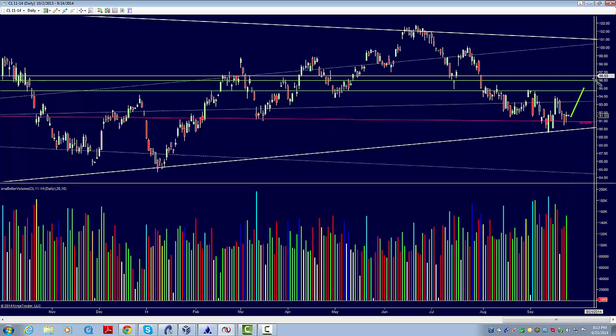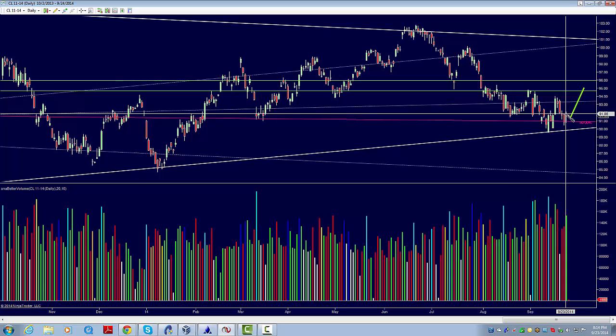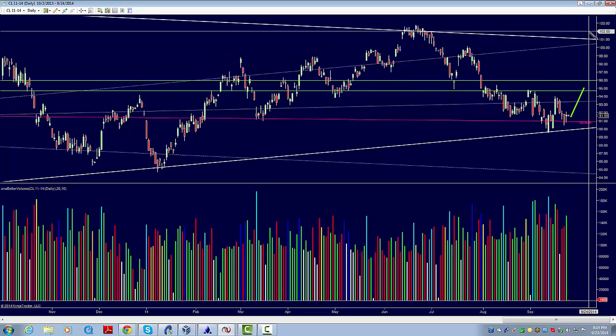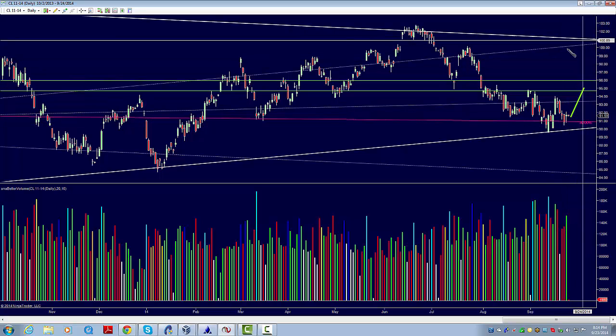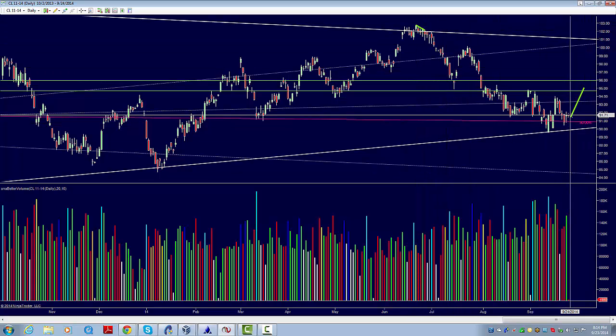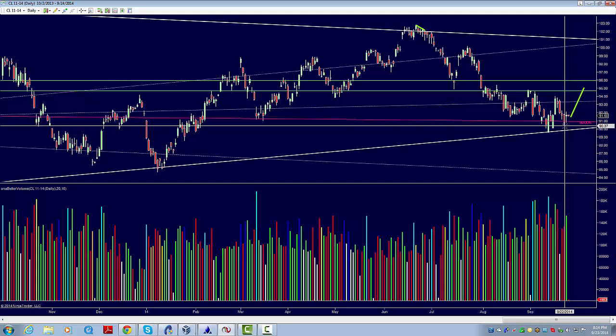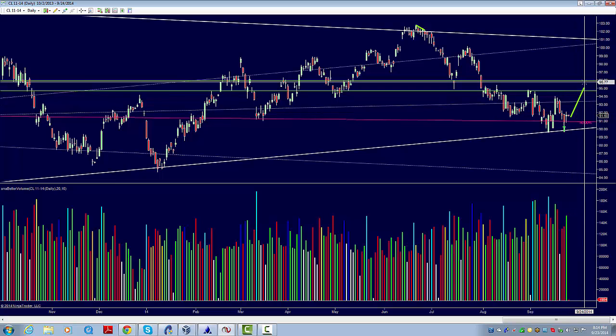So either this is going to be a corrective move and we'll just have an A, B, C, or we're going to go into a new 5-wave push higher and break this high. We'll just have to wait and see, but I'm essentially holding from this low right here for this push up.